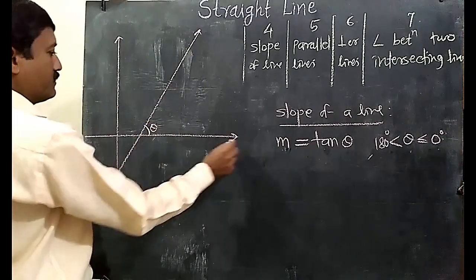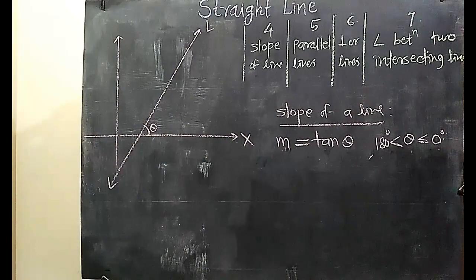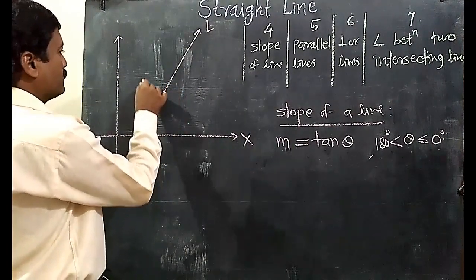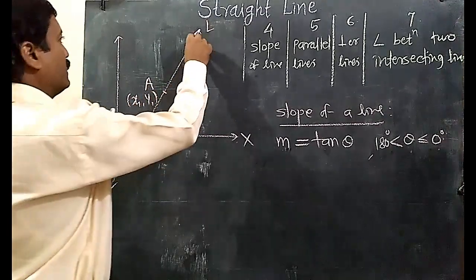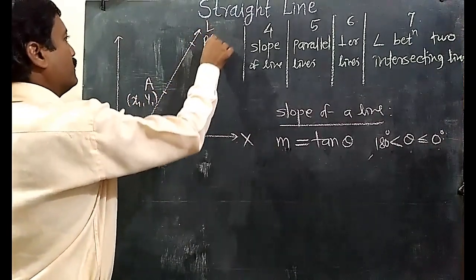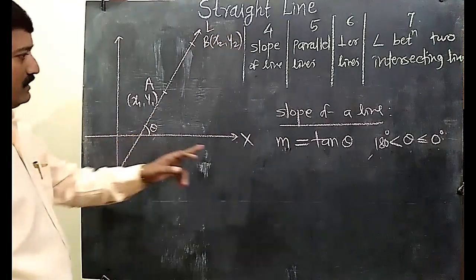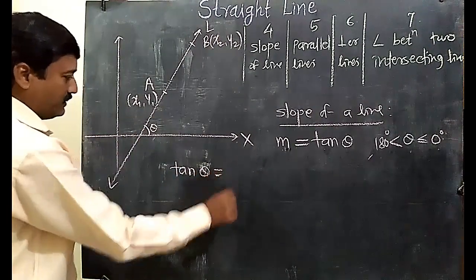This theta is the inclination of this line L with the x-axis. If you take any point A here, then A is nothing but (x1, y1). Let us take another point B, having coordinates (x2, y2). We want to find tan theta, the value of the tangent ratio of theta.